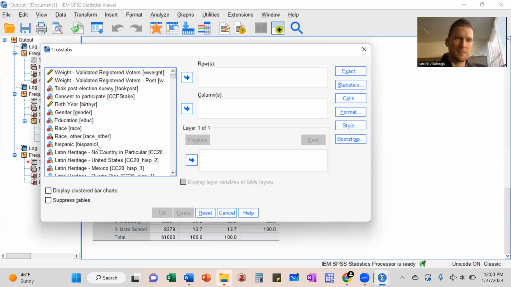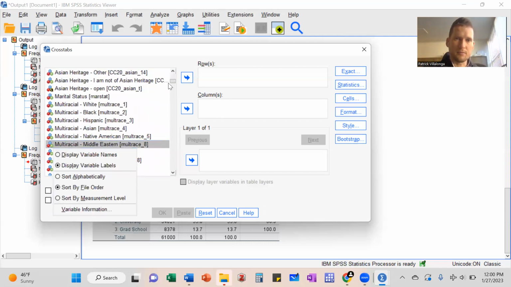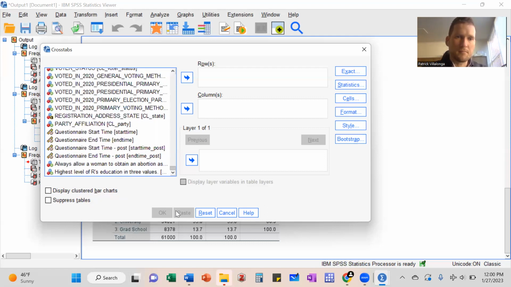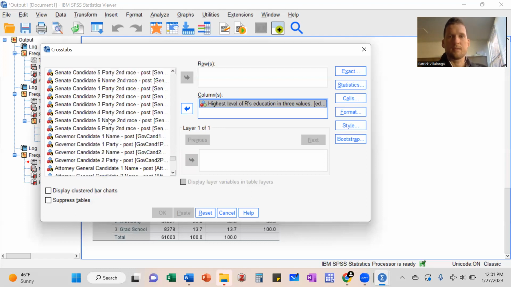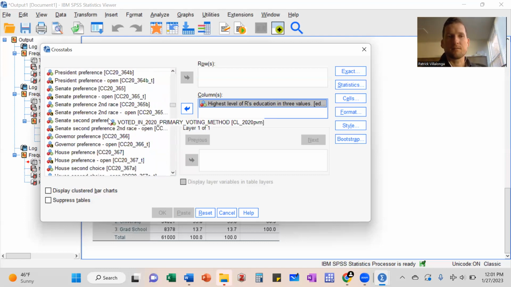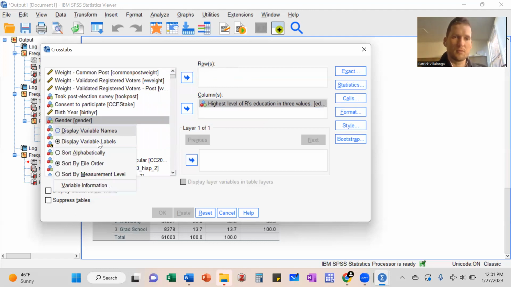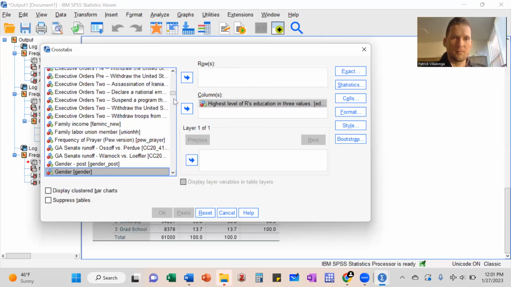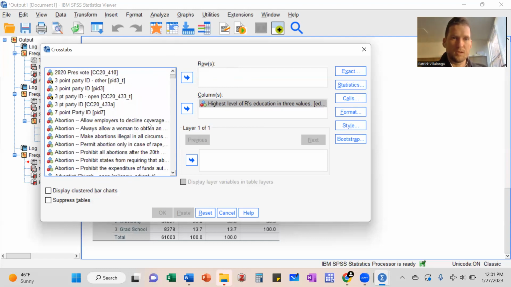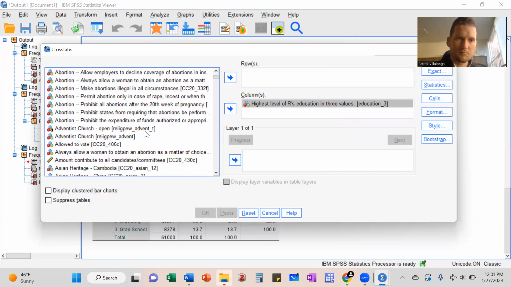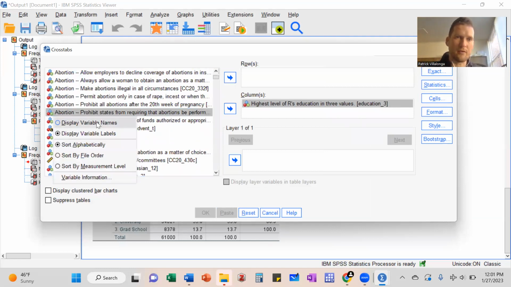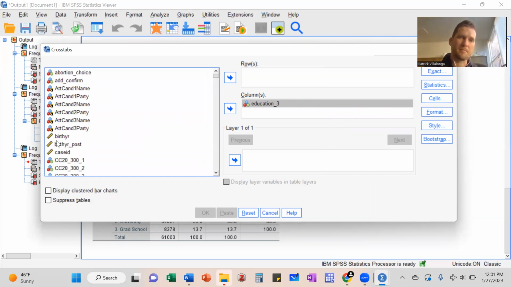So let's go ahead and look for that. That's going to be one, and it's going to be on the bottom. And then the outcome, the effect, the dependent variable is going to go in the row. For this one, let me go ahead and sort this by variable names. We're going to use this abortion choice variable.